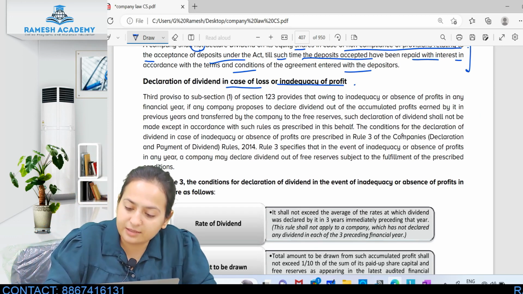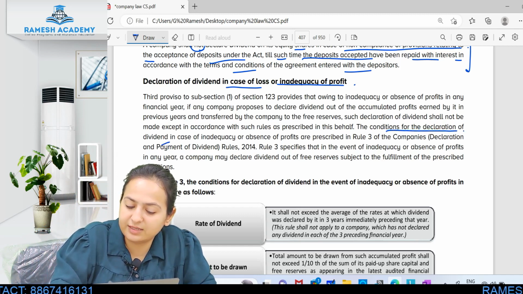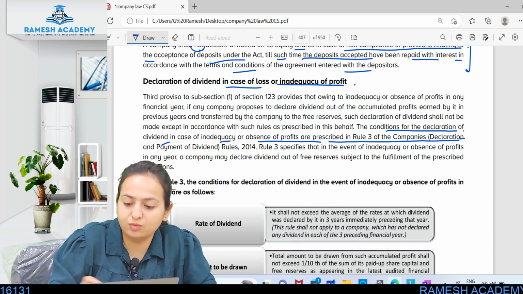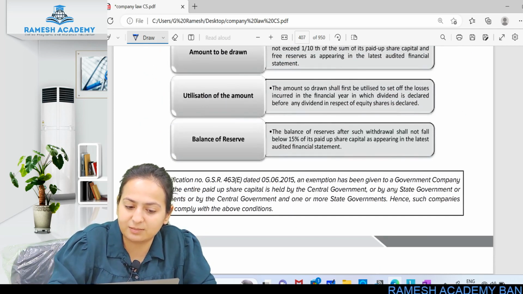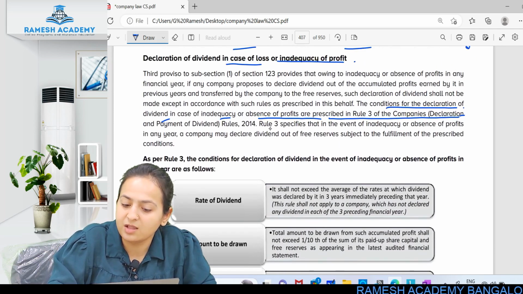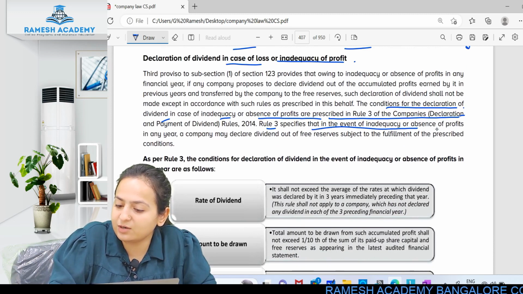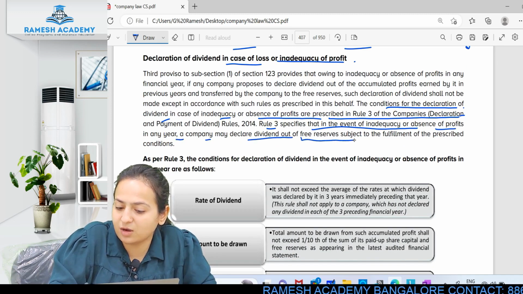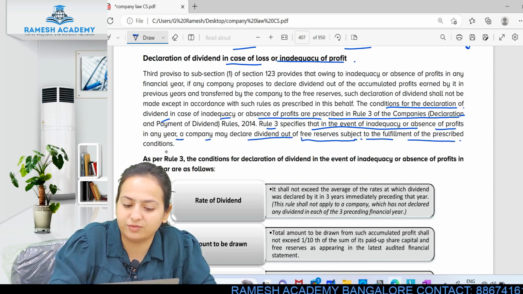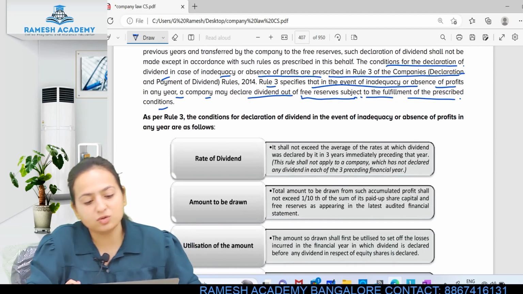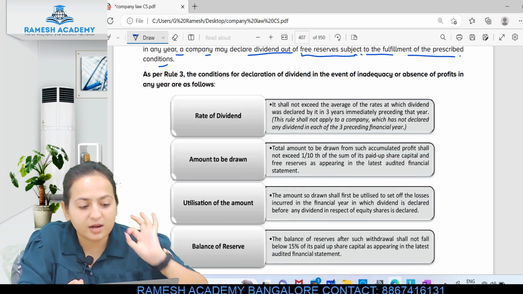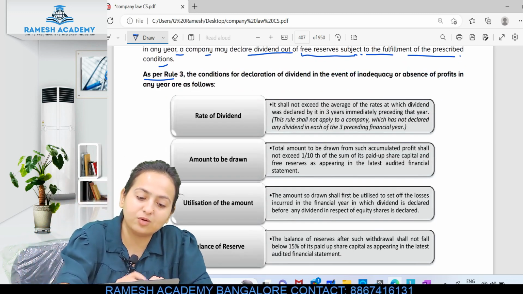See, the conditions for the declaration of the dividend in case of inadequacy or absence of profits are prescribed under Rule 3 of the Companies (Declaration and Payment of Dividend) Rules. Rule 3 specifies that in the event of inadequacy or absence of profits, a company may declare dividend out of the free reserves, subject to fulfillment of the conditions. So out of the free reserves only you will declare the dividend. Rate of the dividend as per Rule 3.